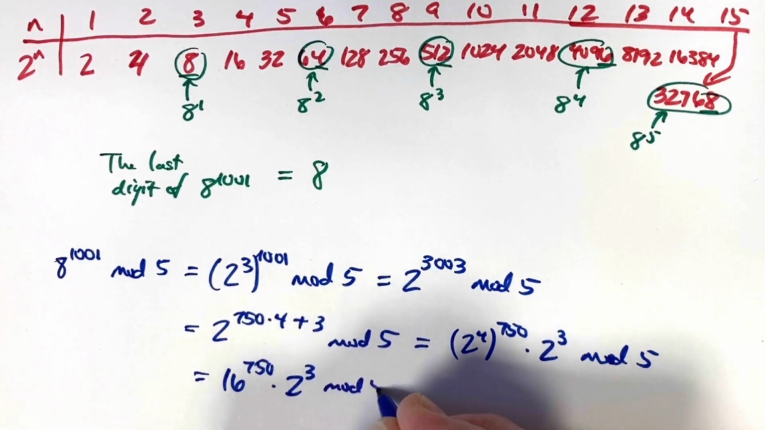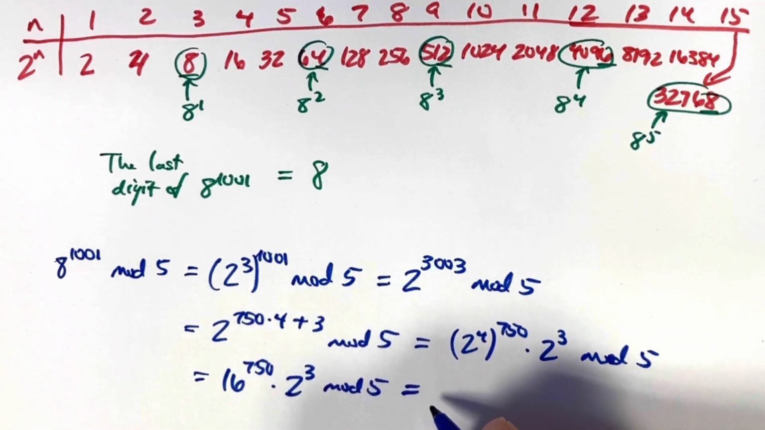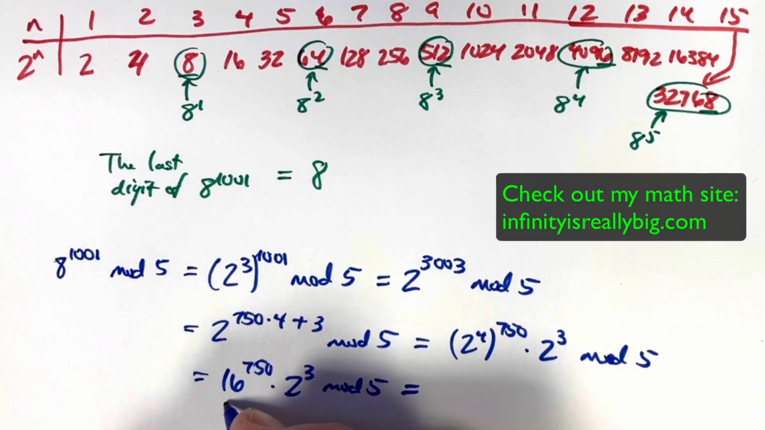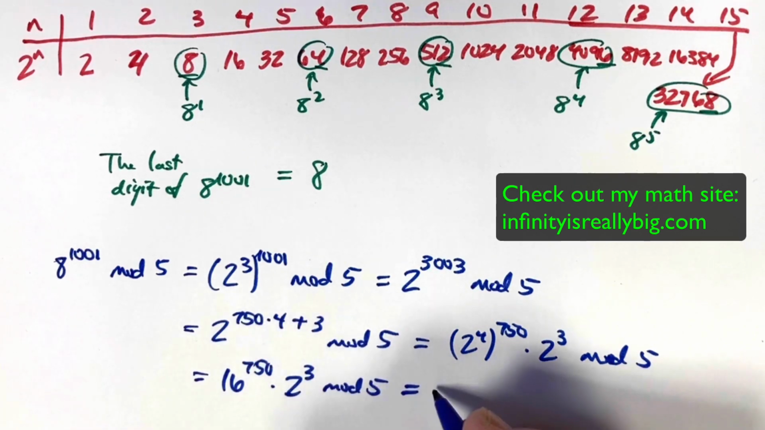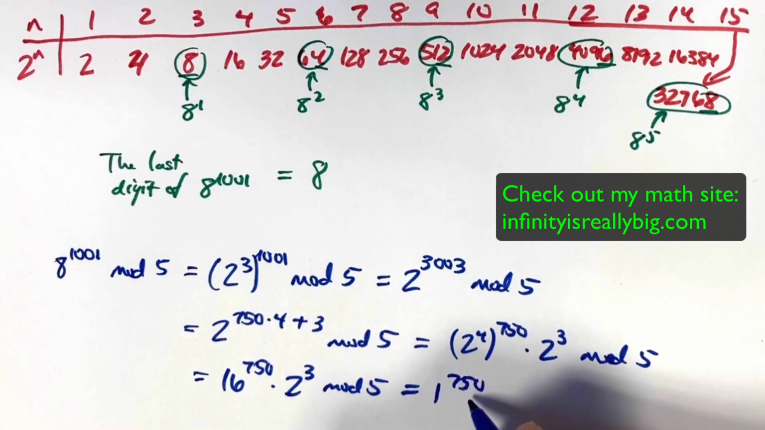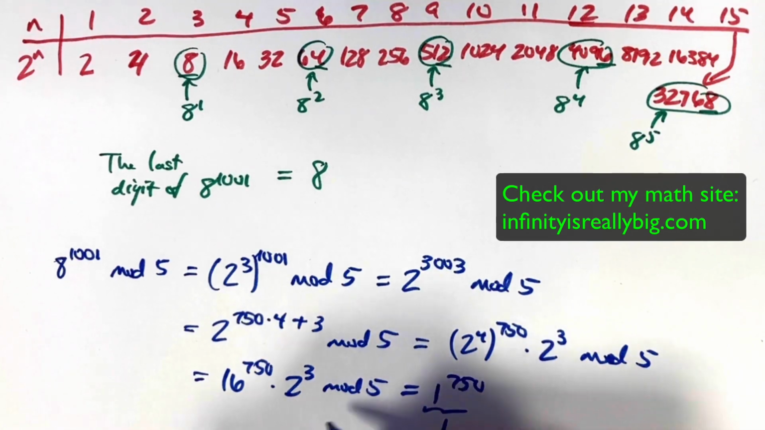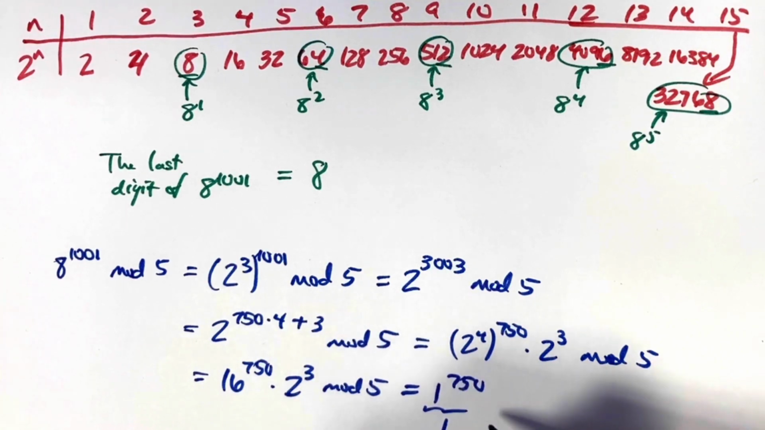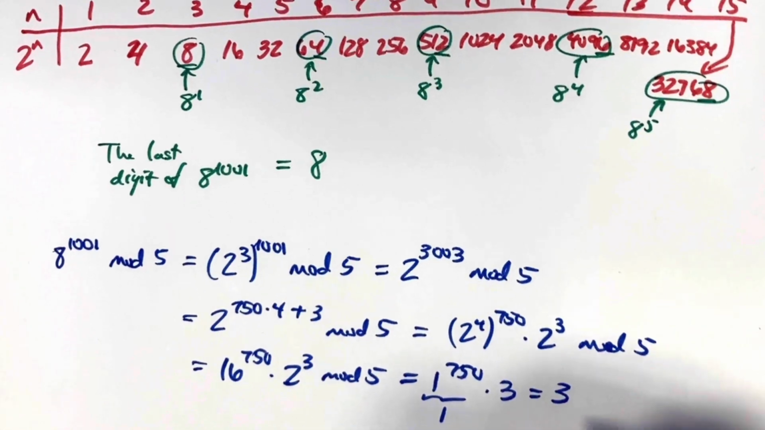It doesn't really seem like we're getting anywhere, but now is where you do the key trick. When performing modular arithmetic, you can mod first. You can mod these individual numbers, 16 and 8, by 5. What's the remainder when you take 16 and divide it by 5? It's 1. You can replace this 16 with a 1. And 1 to any power is 1. Again, 2 to the 3rd power is 8. What's the remainder when you divide 8 by 5? It's 3. I can replace the 8 with a 3. The answer is 3.